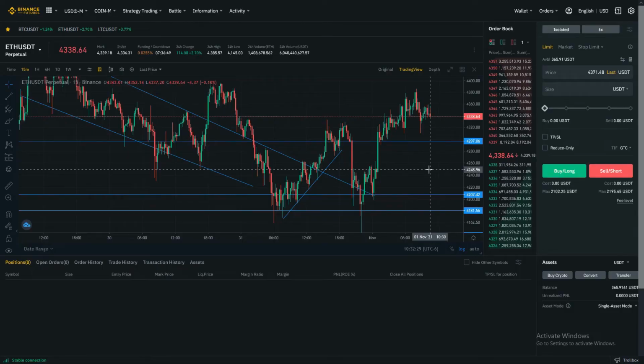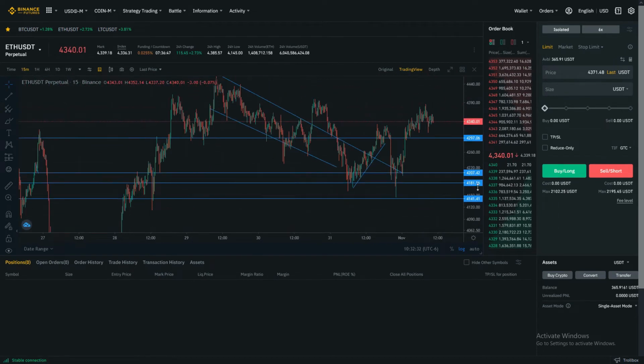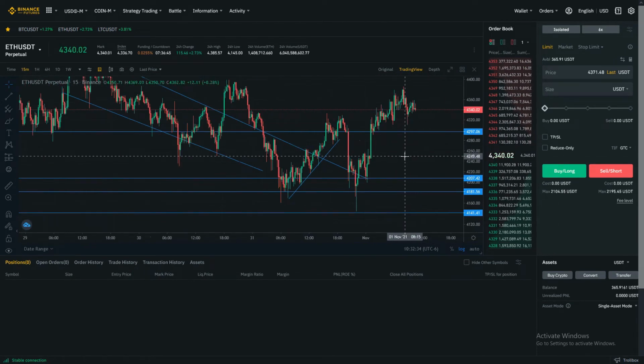October, and now we're going to be diving into the computer and seeing my P&L and talking a bit more about trading. All right, guys, so we're here in Binance. Binance is the main exchange that I use when it comes to trading.